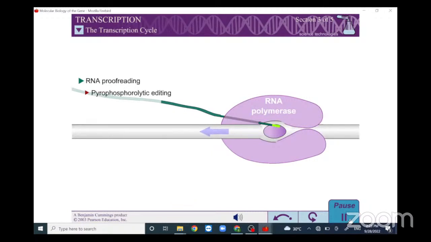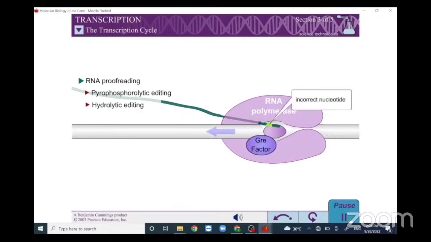So what happens in pyrophosphorylatic editing? First it is going to form. Can you listen? See here carefully. First, there is a wrong nucleotide attachment, and it immediately pushes the nucleotide out and forms a new nucleotide. So that is your pyrophosphorylatic editing. Whereas what is a hydrolytic editing? You will see that. Okay, next it is coming.